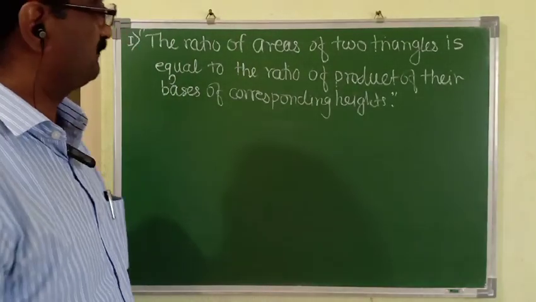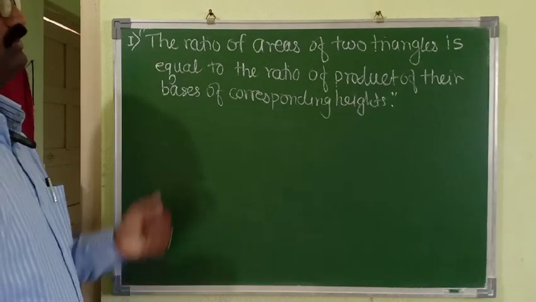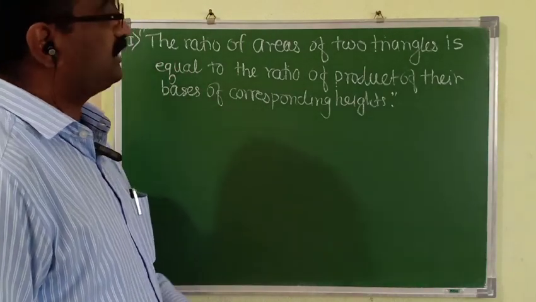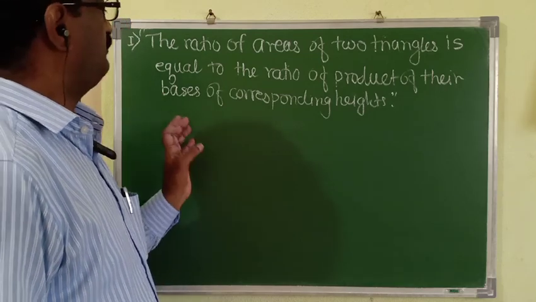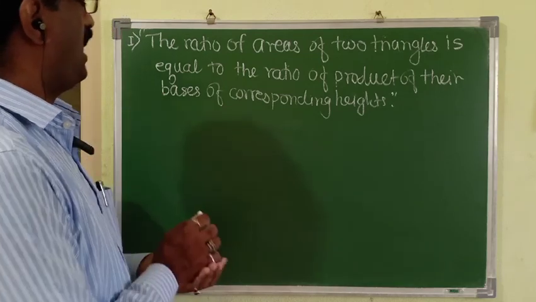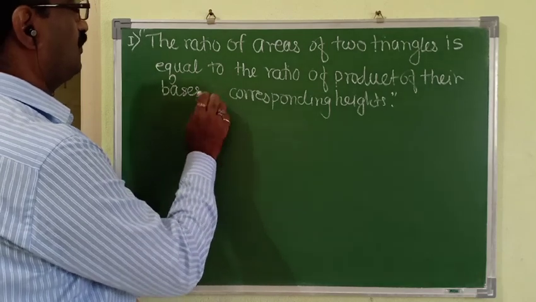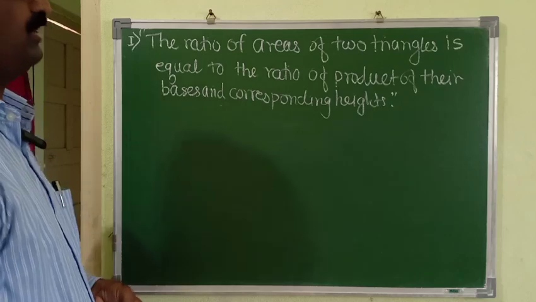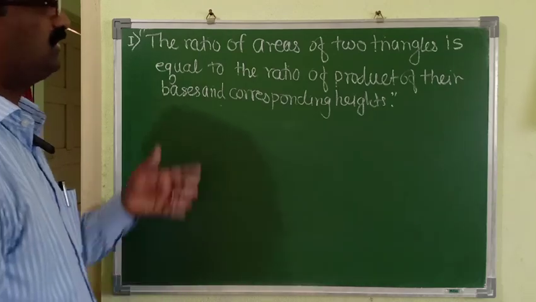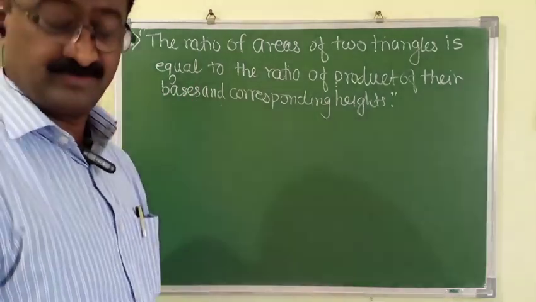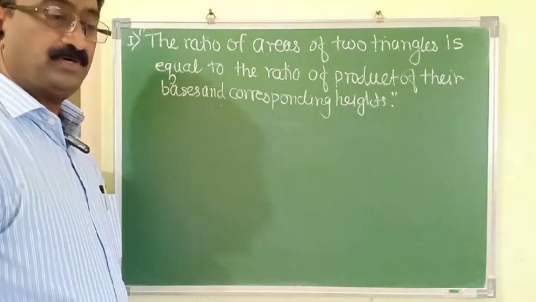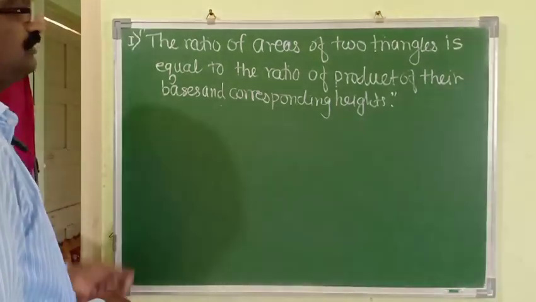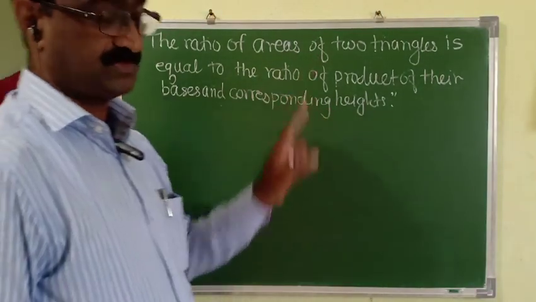So write down this. The ratio of areas of two triangles is equal to the ratio of product of their bases and corresponding heights. What is the product of what? Their bases and corresponding heights. So this is the property. Now we have to write the proof of this property. So write down this property first.